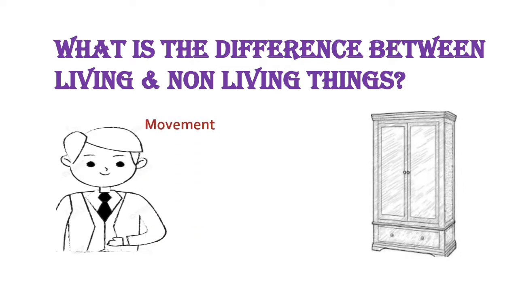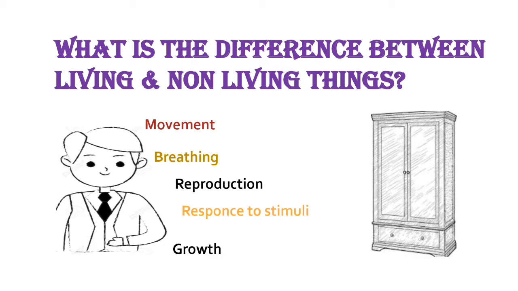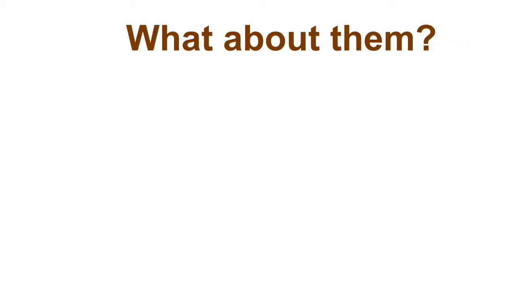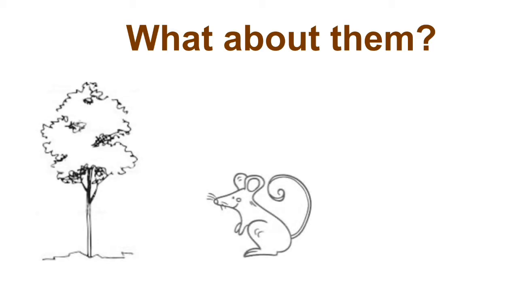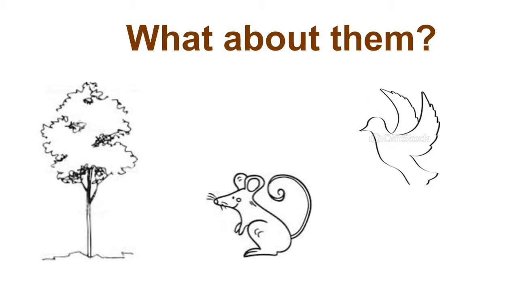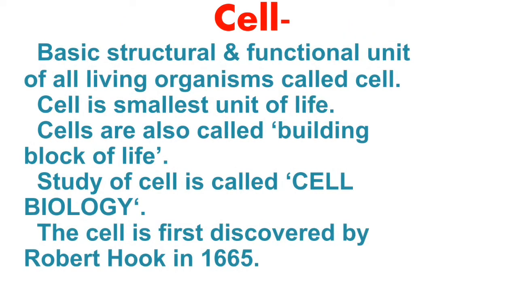Yes, living things can move, breathe, reproduce, they can give response and they can grow. But non-living things, they can't do anything from this. What about them? In the following picture, all things are living and they are made from a cell. So let's start with our first point.